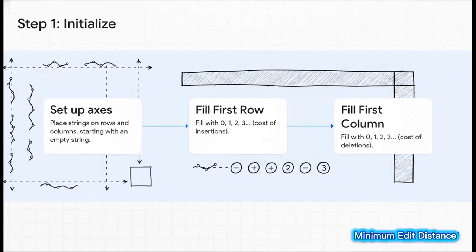The very first thing we do is initialize the table. We put our words along the top and side, starting with a blank space for an empty string. That first row represents turning nothing into our target word, which is just a series of insertions, so the cost goes 0, 1, 2, 3. The first column is the opposite, turning our source word into nothing. That's all deletions, so the cost is also 0, 1, 2, 3.